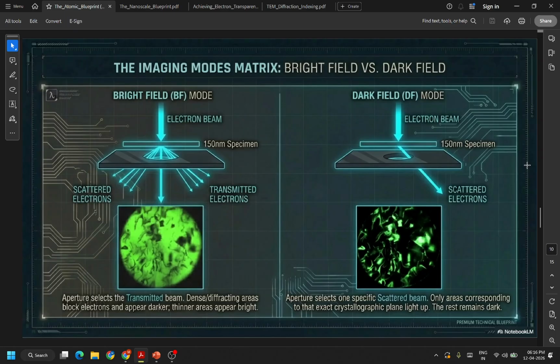Then the imaging is done in bright field and dark field. In bright field mode, the aperture selects the transmitted beam, and the dense diffracting areas block electrons and appear darker, whereas thinner areas appear brighter. This contrast is used for imaging. And in dark field mode, the aperture selects one specific scattered beam and only areas corresponding to that exact crystallographic plane will light up and everything else will be dark.